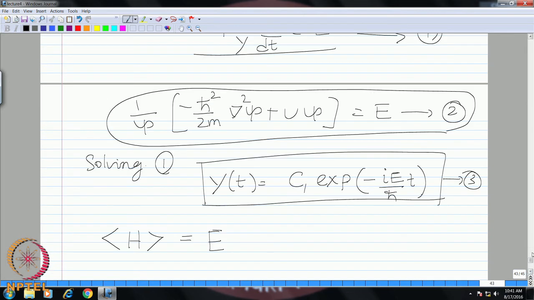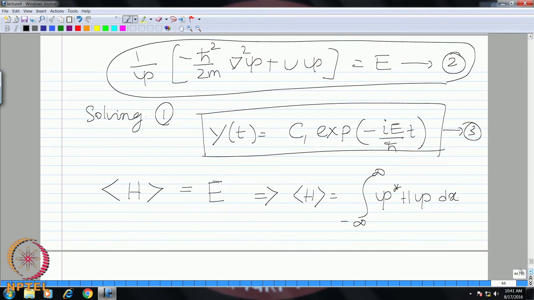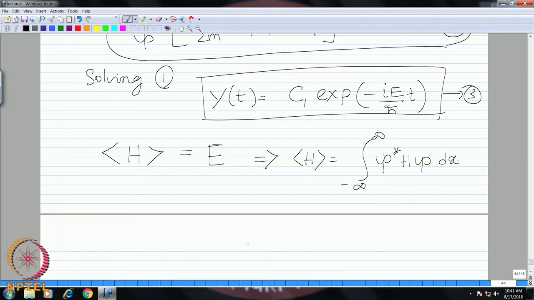So, I will just start this and I want you to continue. What is the expected value of H? How do we calculate it? Minus infinity to infinity psi star H. So, now let us write this operator. What is your operator H? So, this we will expand.